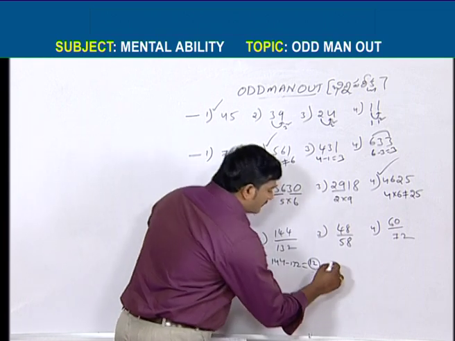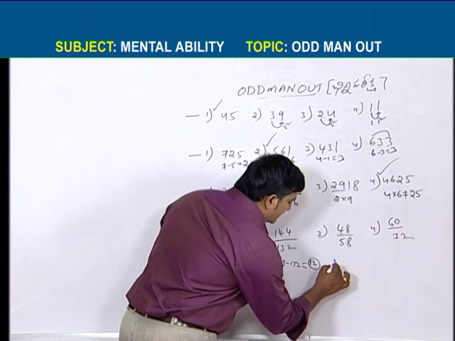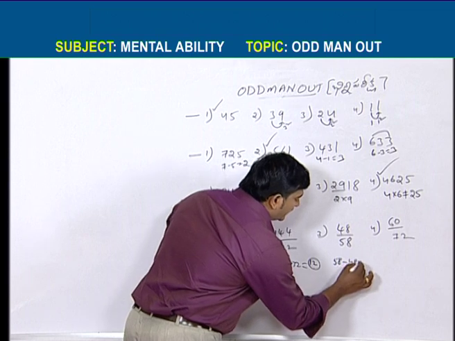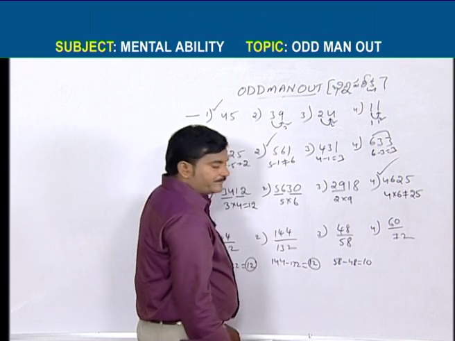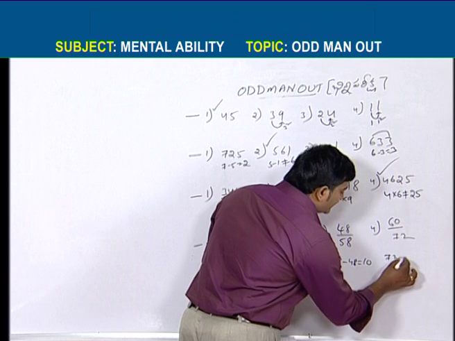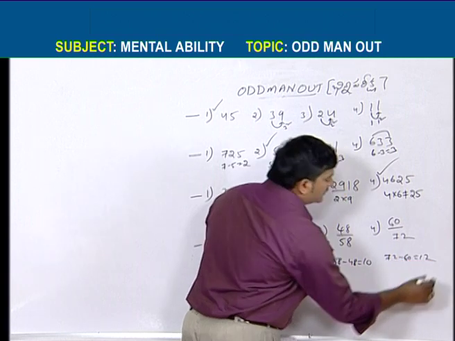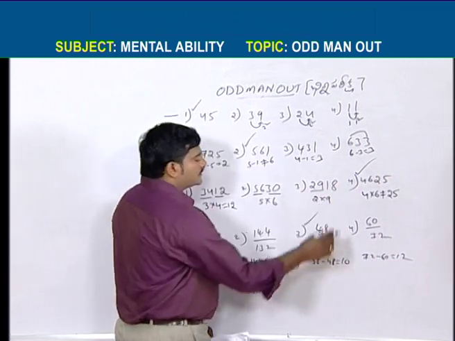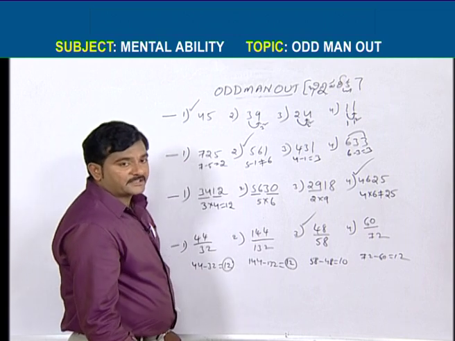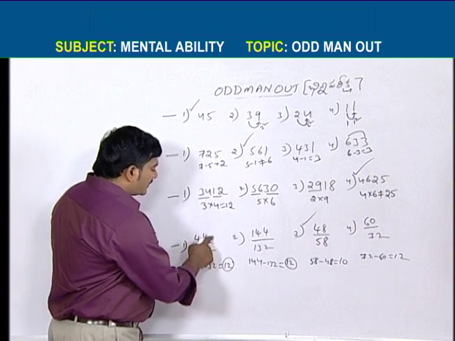So here it is big number minus small number. 58 minus 48, the difference is how much? 10. Whereas here 72 minus 60, the difference is 12. Hence the answer is the third option. Fraction is given. Fraction: numerator, denominator.